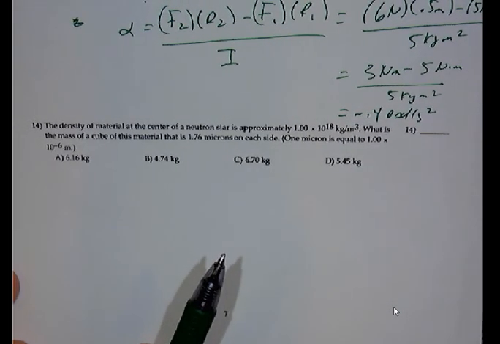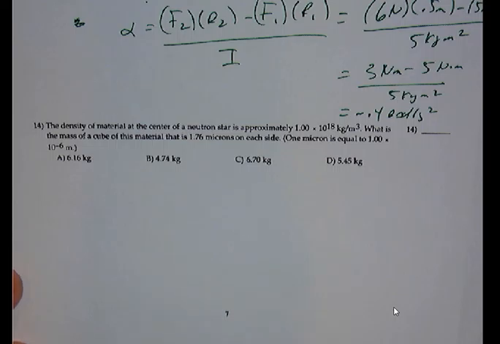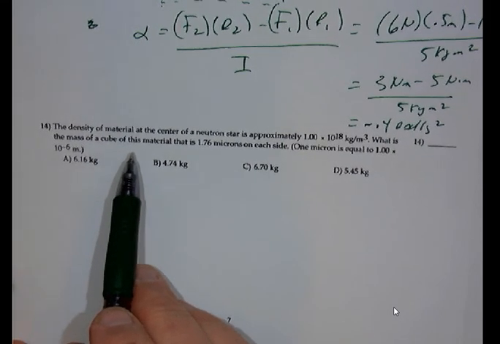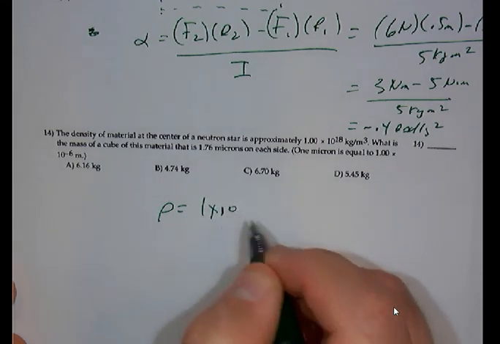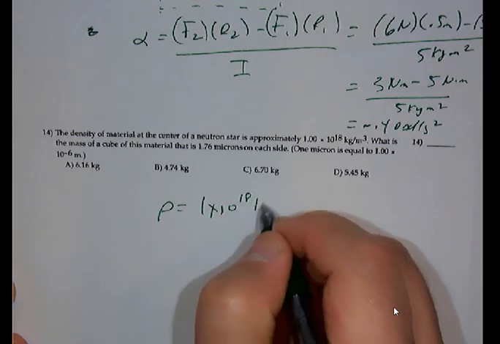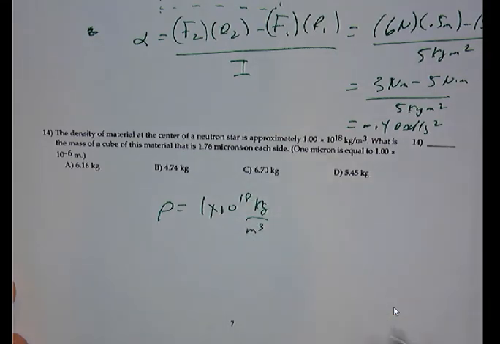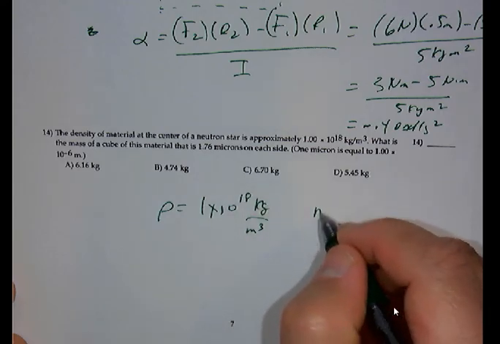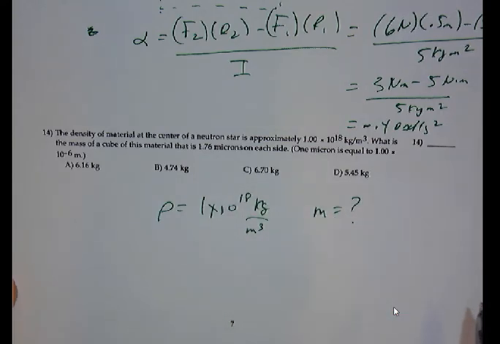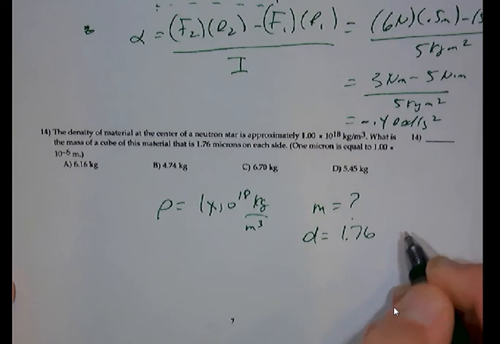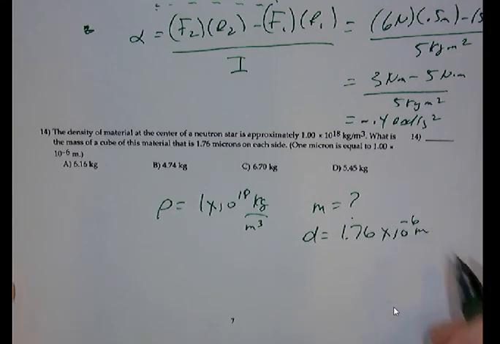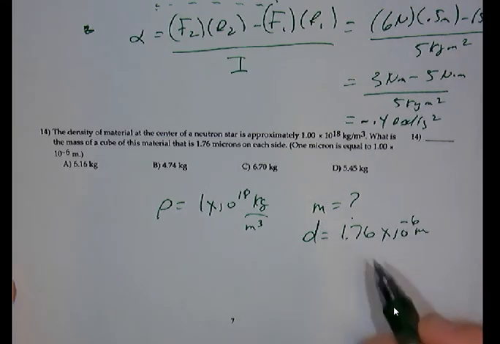Okay, the last one then, number 14. So 14 questions on the practice test, 14 questions on the actual test. The density of material at the center of a neutron star is something like 1 times 10 to the 18th, so a billion kilograms per cubic meter. What is the mass of a cube of this material that is 1.76 microns, so 10 to the minus 6 meters on each side? So that's just the side. It's a cube of material.